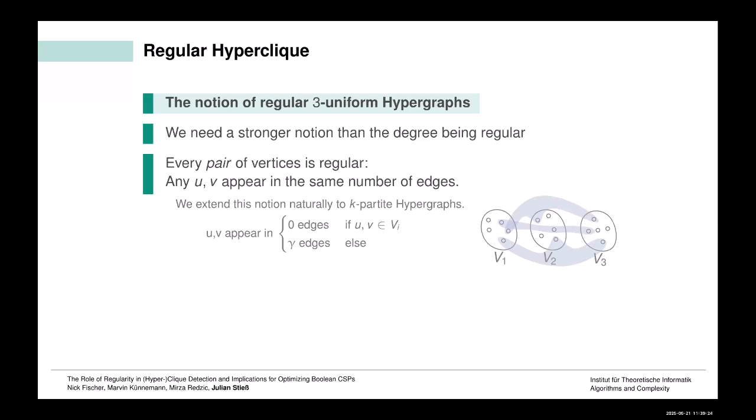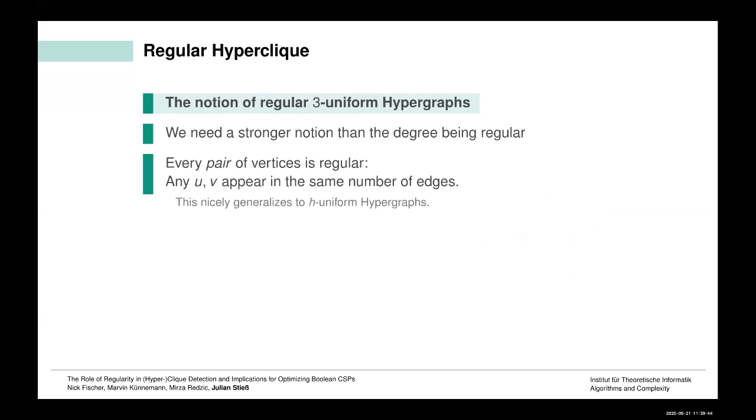We will shift this to the K-partite setting. So either U and V are in different partitions of the graph and thus, if the graph is gamma regular, appear in gamma regular edges together, but if they're in the same partition, they basically appear in no edges together. And the idea behind that is also that it somewhat generalizes nicely.